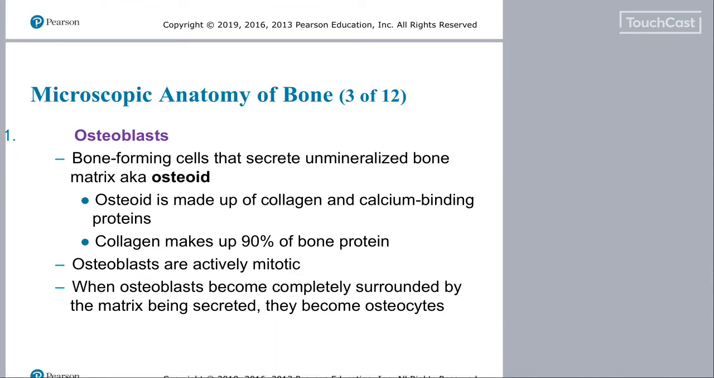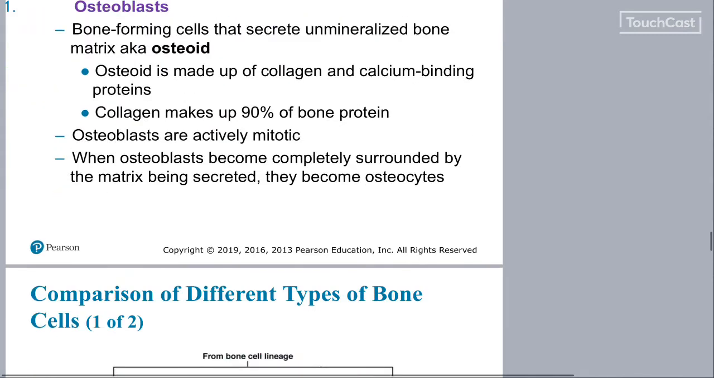Osteoblasts, as you know, are bone-making cells, so they are going to secrete the unmineralized bone matrix, or the osteoid, so basically the scaffolding for the bone. This osteoid is made up of collagen and calcium-binding proteins, okay? Collagen is going to make up about 90% of that, so a lot of resiliency, some toughness, but also the ability to bend and withstand stress without breaking. Those osteoblasts are highly mitotic. They're really working hard to make new bone. Then when they become completely surrounded by the matrix, like when they are done finishing making up the bone, they are going to turn into osteocytes, or the mature bone cells.